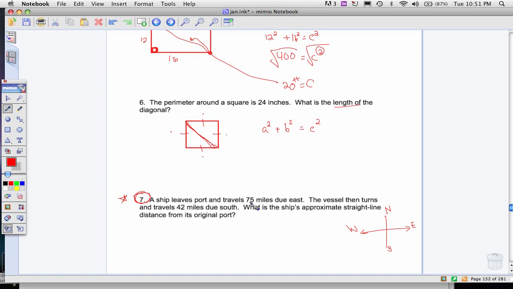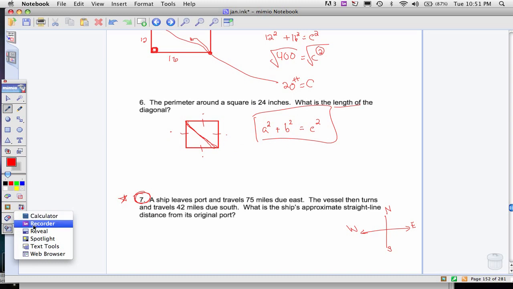Problem number 7 is not too bad. Just remember your directions. If a ship travels 75 miles due east, that's straight to the right, and then it turns due south, the shape that they will create is a right triangle, thus using the Pythagorean theorem. That should be enough to get you through this worksheet, and just make sure you download that formula sheet.